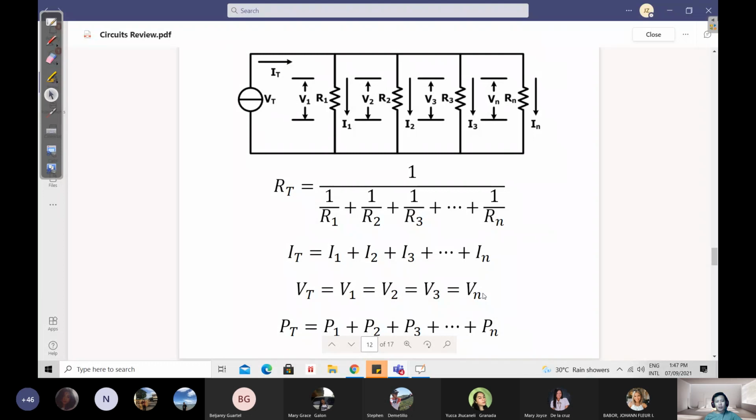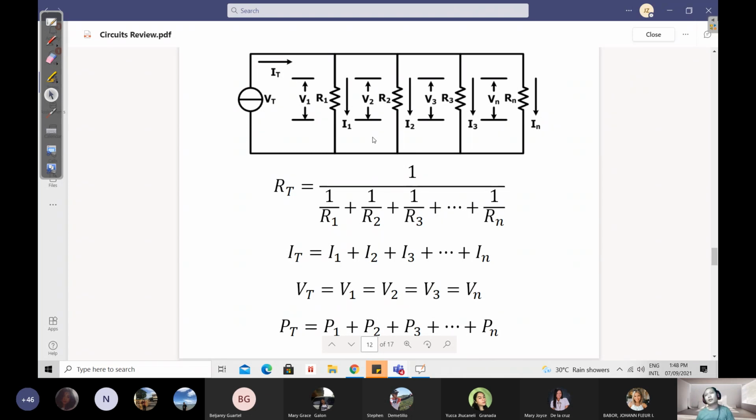And lastly, for power. Power for parallel connection is just summation. Did you notice? The total power in series is just summation. The total power in parallel is also just summation. What does that mean? It means whether it's series or parallel, they have the same formula. So, it's not dependent. The total power is not dependent on your connection. Okay?